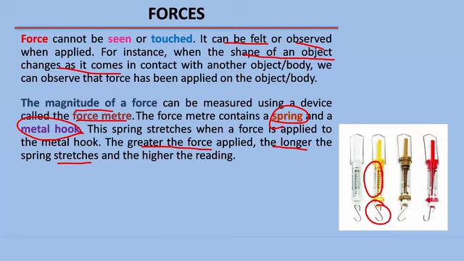Depending on the amount of force exerted on the spring by the object which is attached to the metal hook, the spring stretches. So the greater the force, the longer the spring stretches and the higher the reading.